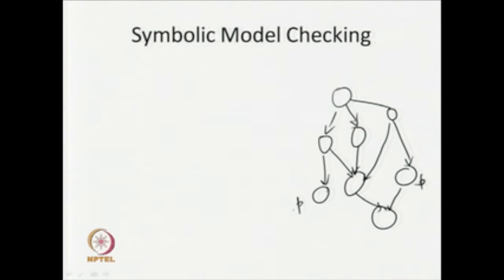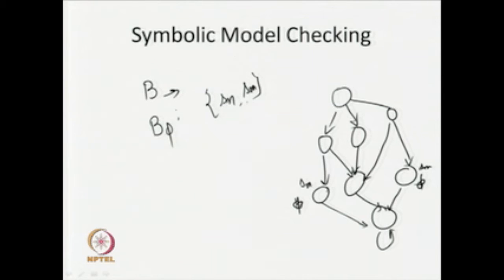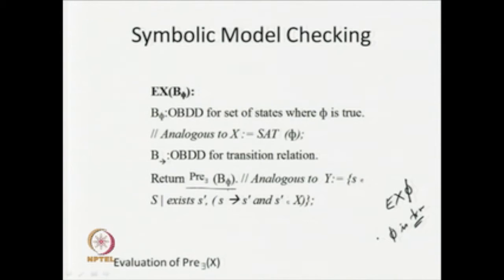Let's say P is true over here. First we are going to get B arrow, which is the representation of the whole transition system. Then we get B phi, the set of states where phi is true, say these two states, SM and SN. So, B phi is nothing but a BDD representation of SN and SM. Now, we look for all the predecessor states. If you calculate the predecessor states, these two states will come, as per our evaluation, return pre there exists B phi, and these are the states where E x phi is true.